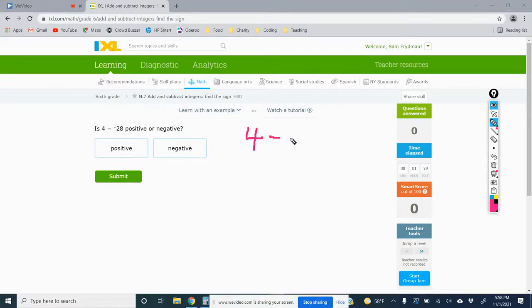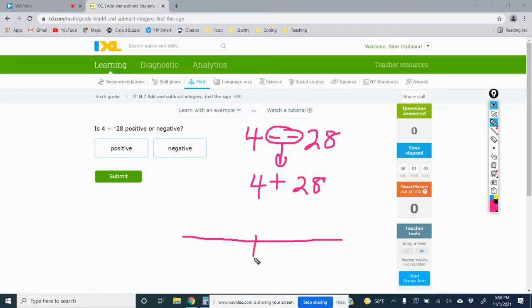So remember, subtracting a negative is like adding a positive. In both cases, we would move to the right on the number line. So if we start at positive 4 and then move to the right 28 spaces, then we would end up on the positive side of the number line. Remember, positive means to the right of 0 or greater than 0, and negative means to the left of 0 or less than 0. Okay, so if I start in positive territory and then I move to the right, then I would still be in positive territory. So this one is going to be positive.